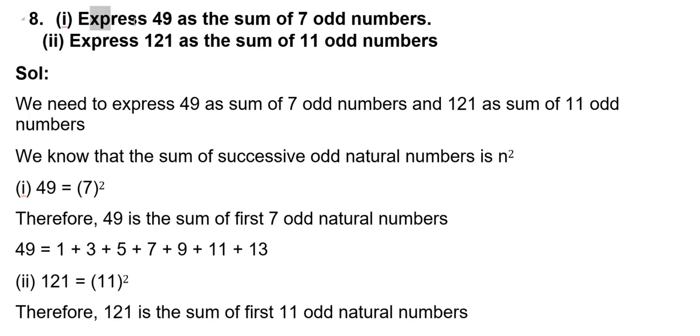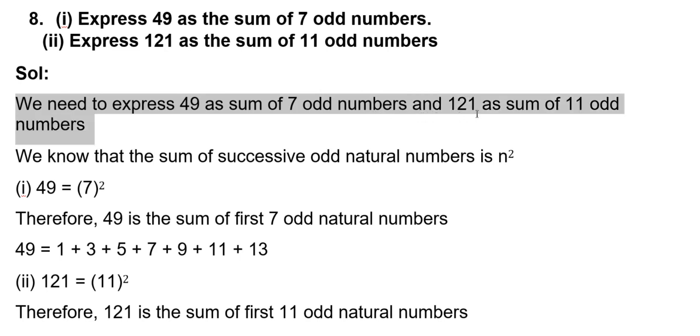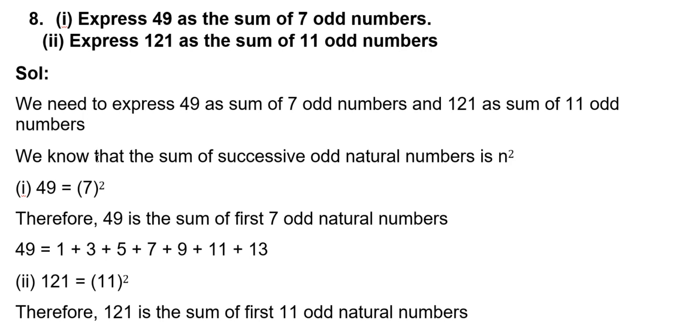Eighth one, express 49 as the sum of 7 odd numbers. Express 121 as the sum of 11 odd numbers. Okay, solution. We need to express 49 as a sum of 7 odd numbers and 121 as the sum of 11 odd numbers. We know that the sum of successive odd numbers is n square.